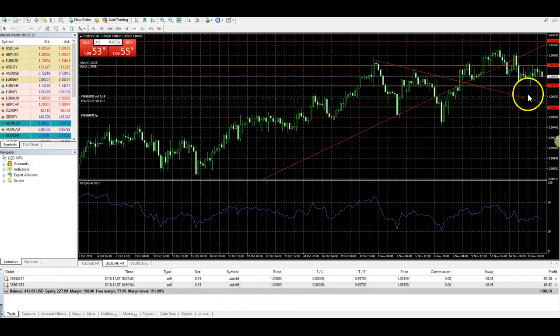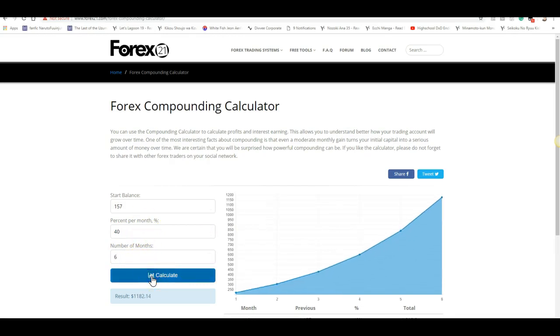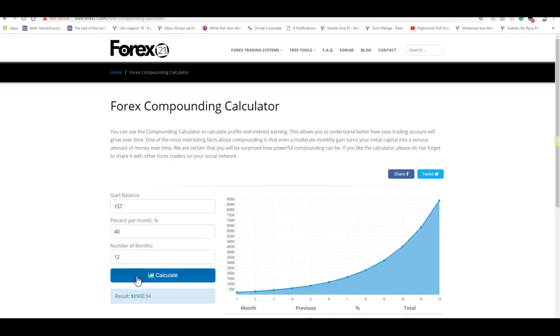Long term is coming. It's going to come back down, and I am going to hit that take profit, so I'm not even worried about it. If you look at the calculator, if you grow the account for a 6-month period, it'll hit over $1,000. That's not bad because that's a huge amount of growth. And at 12 months, it'll hit $8,900. That's really not bad at all.